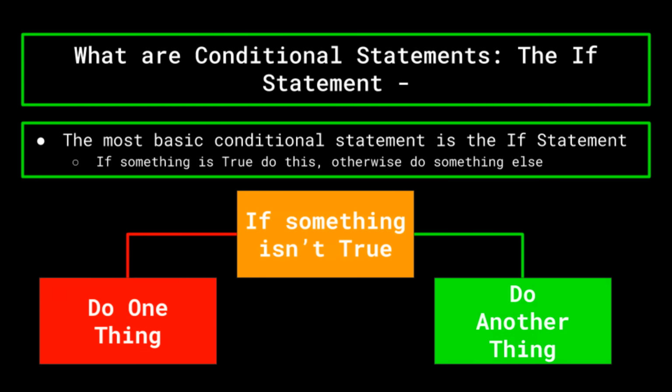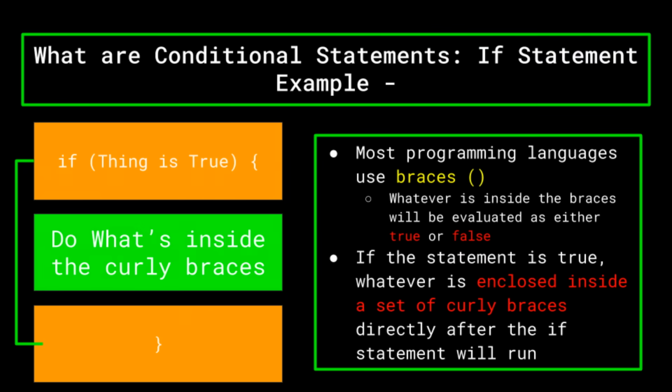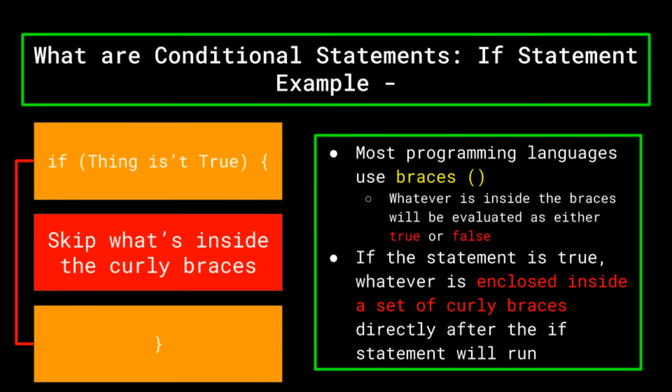Else, do another thing. Now, brackets are used in most programming languages to indicate a segment of code which will run. It works like this. If the condition in parentheses is true, then all of the code contained within the brackets will run, and if the condition within the parentheses is not true, then it will skip over all of the statements within the brackets.